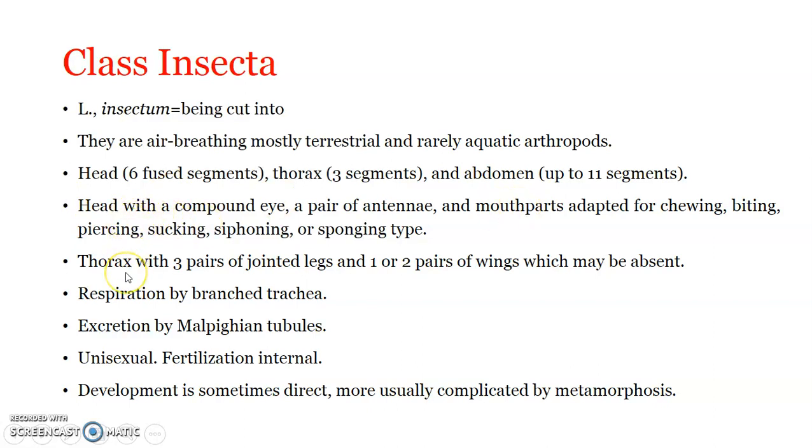The thorax, on the other hand, has 3 free segments, and each segment has a pair of legs, hence 3 pairs of jointed appendages altogether. Then there are 1 or 2 pairs of wings, and these wings may be absent in some.